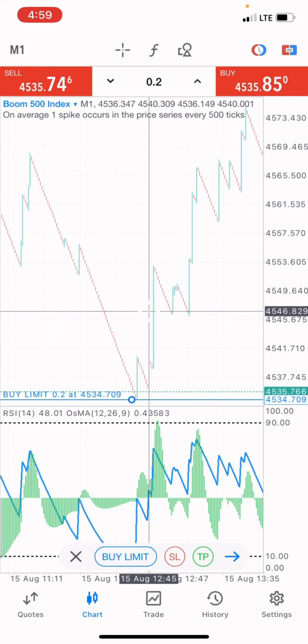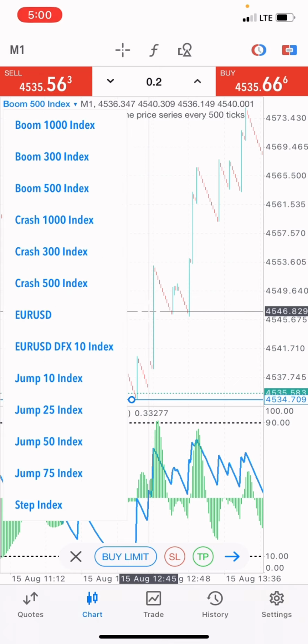Now I'm going to show you how you can use the same strategy for crash 500 index. It's a very easy strategy and a very powerful strategy for you to grow your small account and skyrocket your small account. I just showed you guys that I caught a spike during an uptrend for the boom 500 index using the moving average of oscillator. So you can see the strategy is actually working, guys. So now let's go over to the crash 500 index.